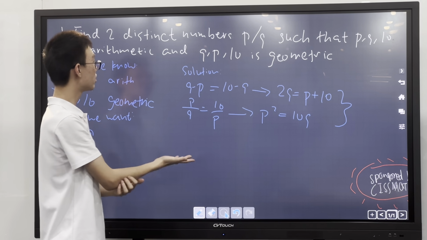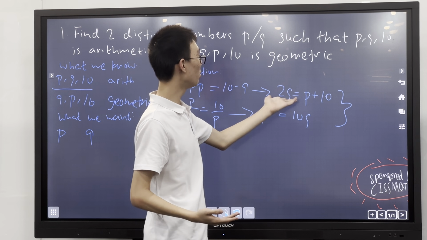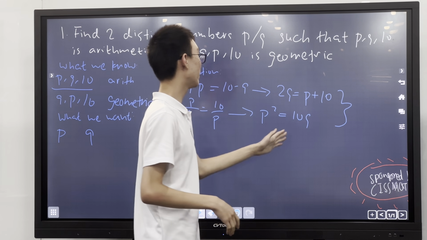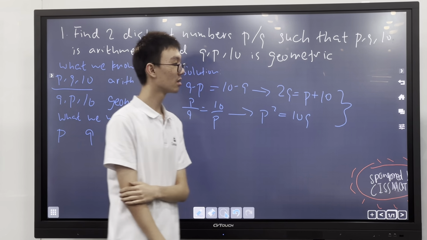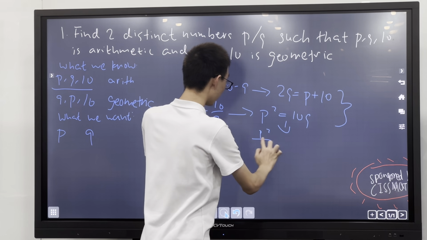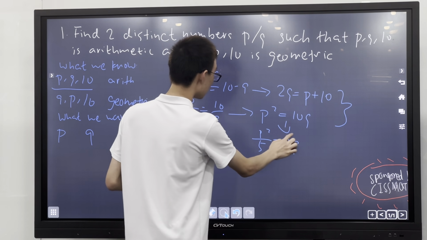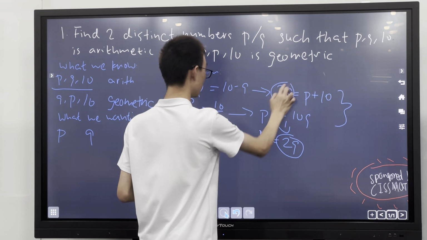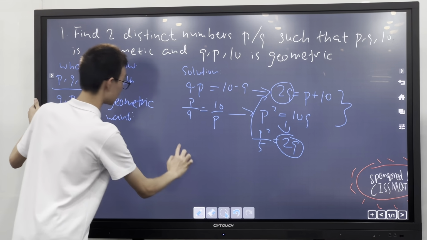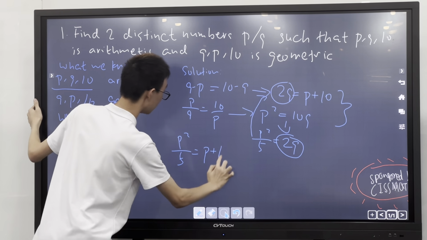Well, how do we start with this? We know that there's a p squared, but there's no p squared in the other equation, so we can't substitute p squared. However, the thing that we can do is substitute 10q. Rearranging this equation gives us that p squared over 5 is equal to 2q. But why do we get this? Because now we can directly substitute p squared over 5 into 2q. This gives us p squared over 5 is equal to p plus 10.